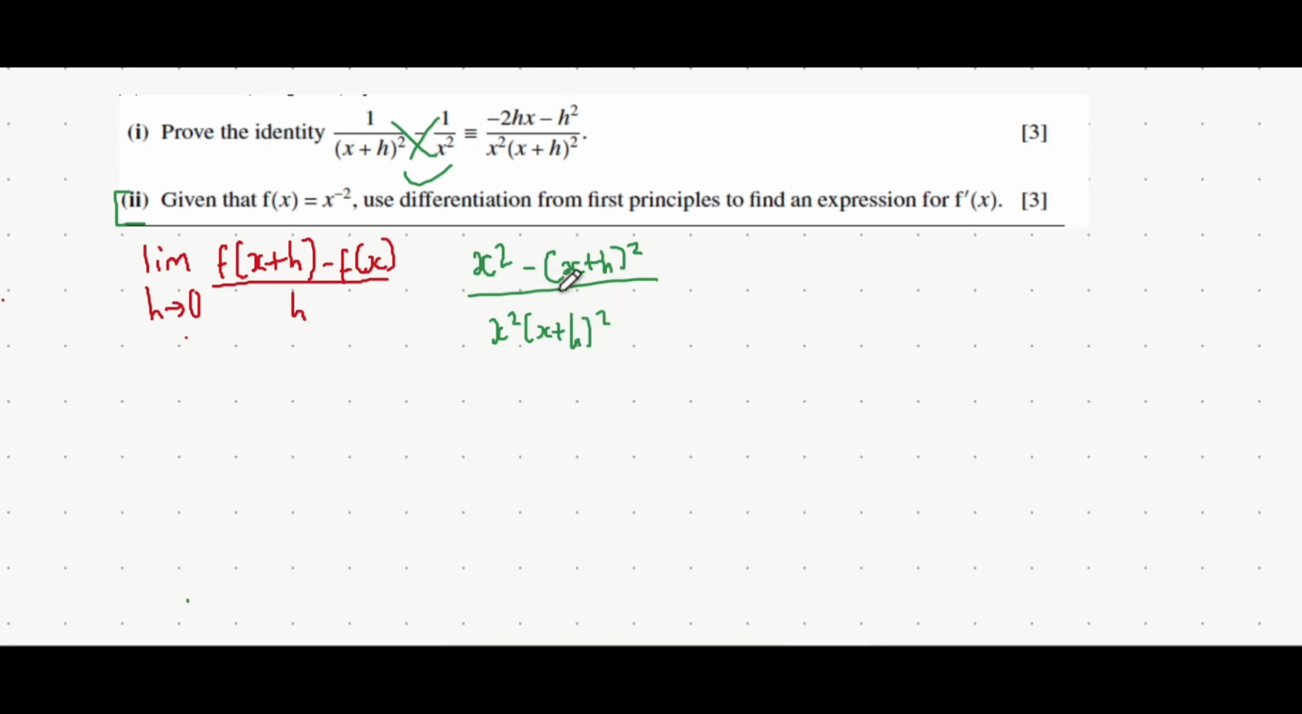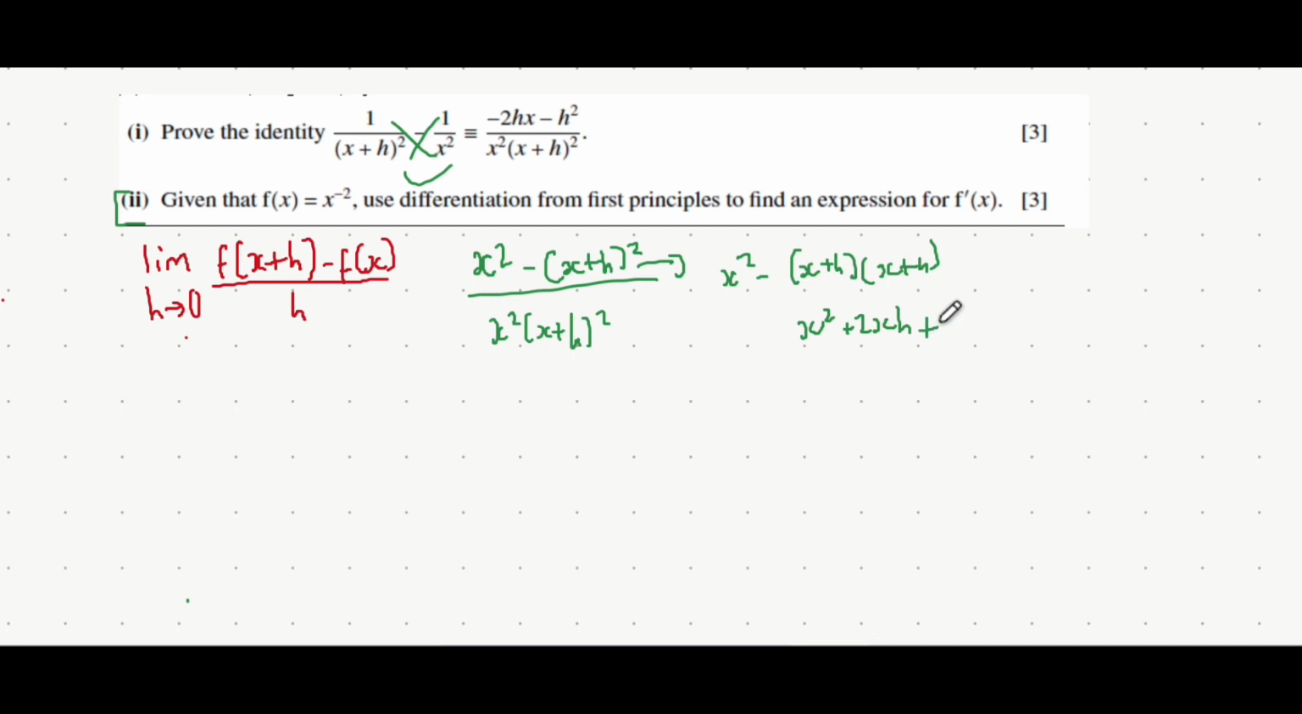And then let's now focus on expanding and simplifying the numerator here, because the denominator already matches the answer. With the numerator, when you square a bracket, you're just multiplying it by itself essentially. So we're doing x squared minus this here. Now x times x is x squared, x times h is xh, h times x is also xh, so they add up to 2xh because they're common terms.